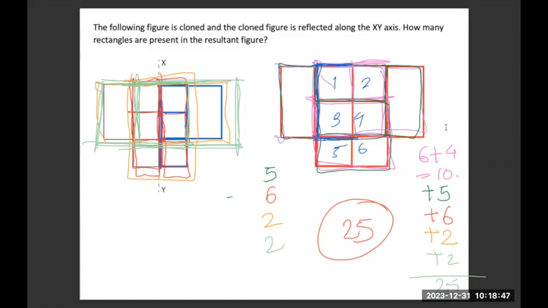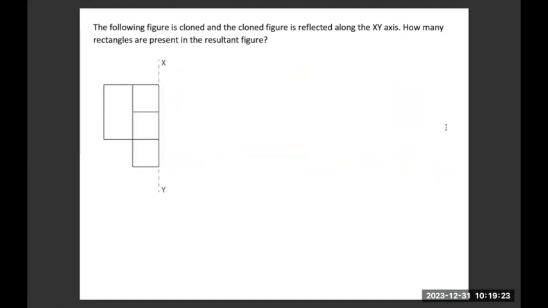Ma'am, but we have also count the squares. So rectangles are only we have to count now. Squares are also rectangles. A rectangle is not a square. Okay. That's why. It's not true the other way around. Sorry, you cannot term a rectangle to be a square, but a square can be a rectangle. Okay. Any doubts, any questions? Okay. We'll move to the next one.